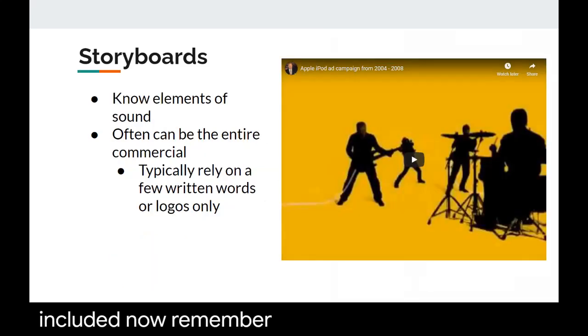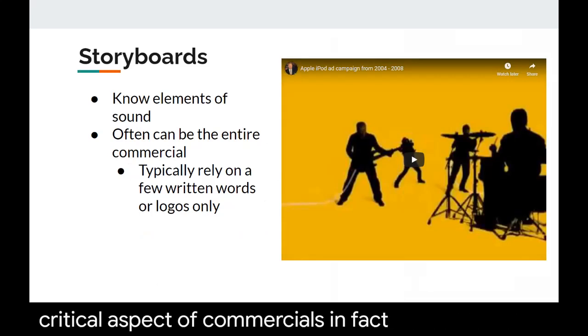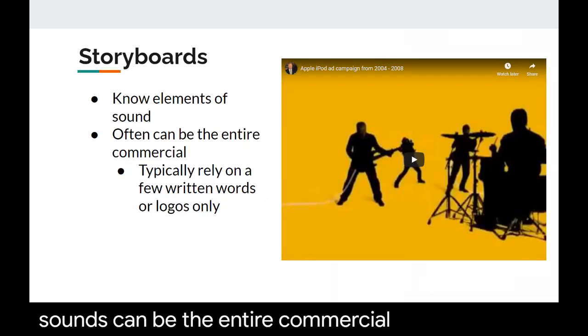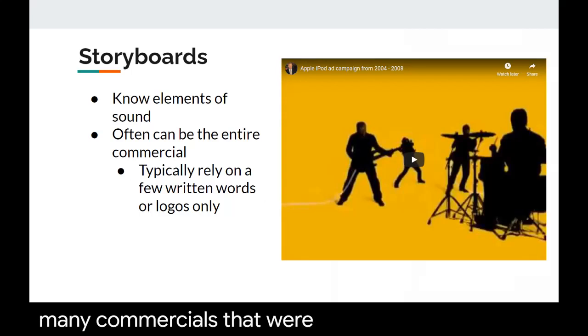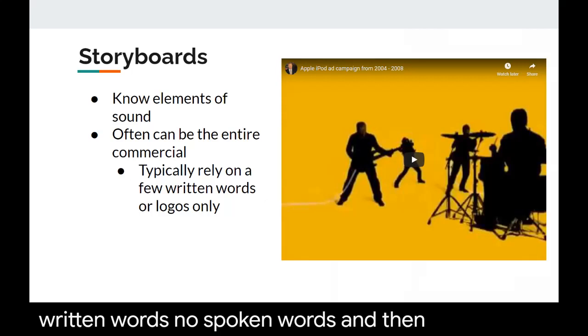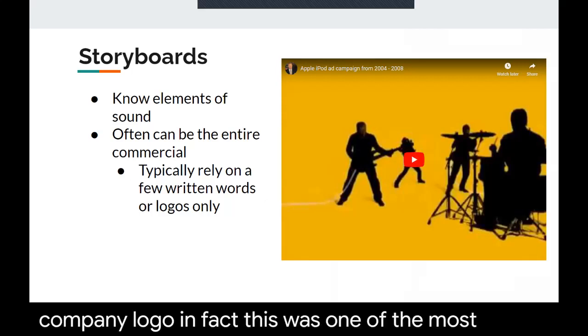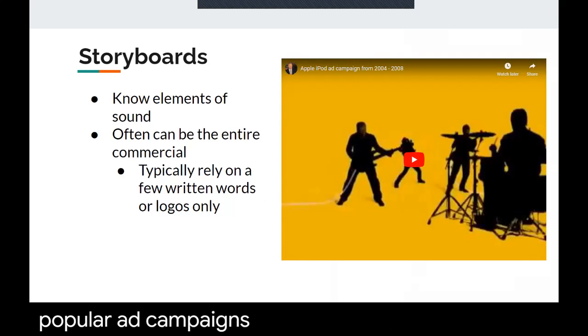Now, remember, music and sounds are a very critical aspect of commercials. In fact, the song or the sounds can be the entire commercial. And there are many commercials that rely solely on a few written words, no spoken words, and then just the company logo. In fact, this was one of the most popular ad campaigns in the early 2000s from Apple.